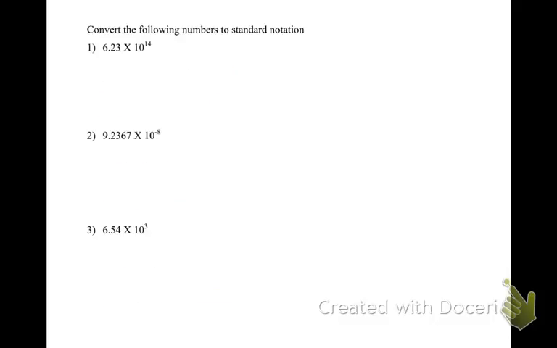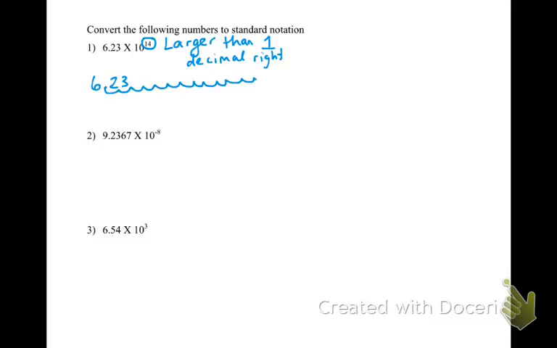Let's do this. Next, we're going to convert into standard notation. Pretty simple, pretty straightforward. What we're going to do is take our decimal, and since this order of magnitude is positive, that means our number has to be larger than 1. So we're going to move the decimal to the right. We would have our decimal of 6.23. Let's move it 1, 2, 3, 4, 5, 6, 7, 8, 9, 10, 11, 12, 13, 14. Holy cannoli.